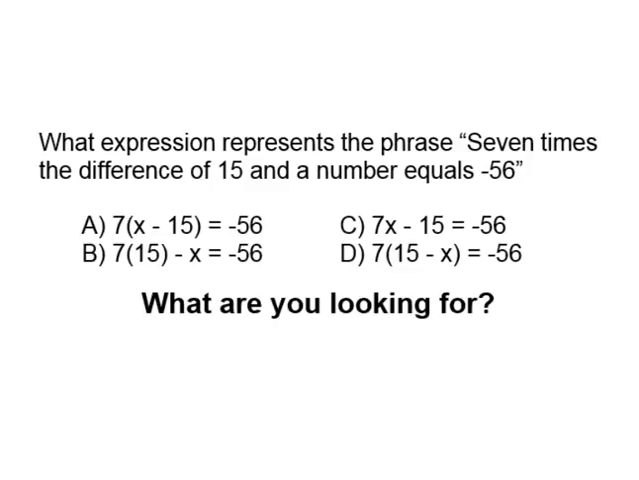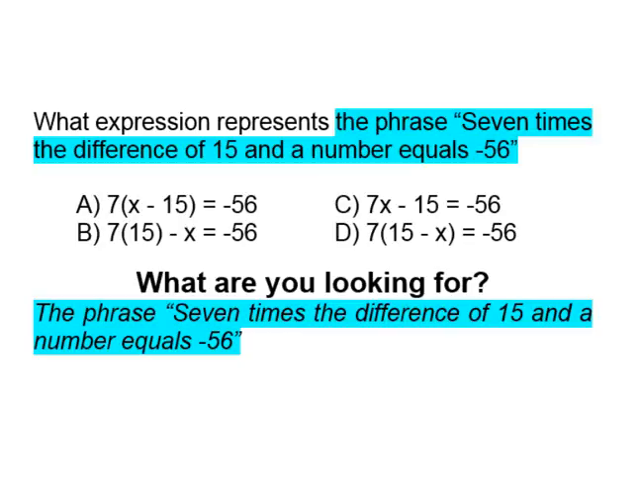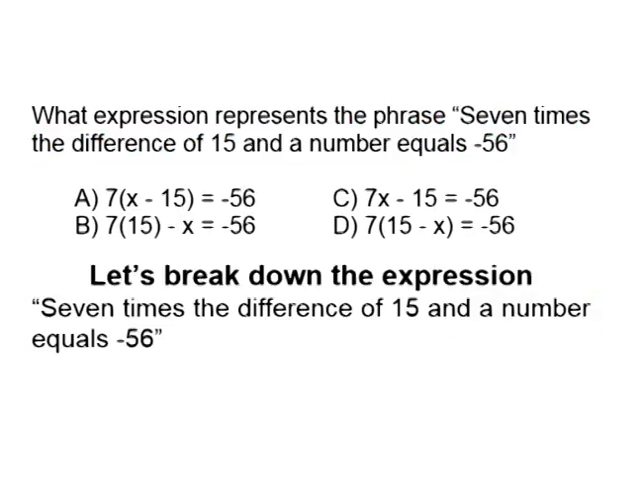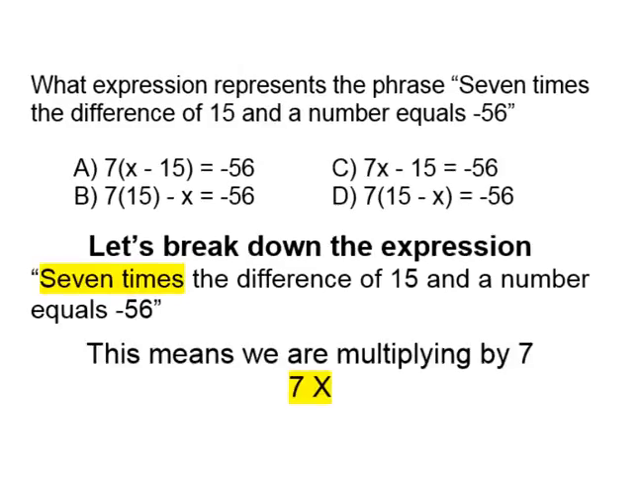Again, what are we looking for? We're looking for the phrase 7 times the difference of 15 and a number equals negative 56. Let's break this expression down. Starting at the beginning, 7 times, we have 7 and also the multiplication sign.